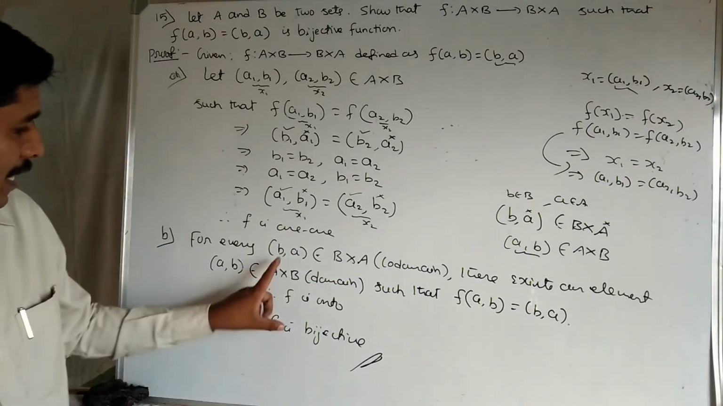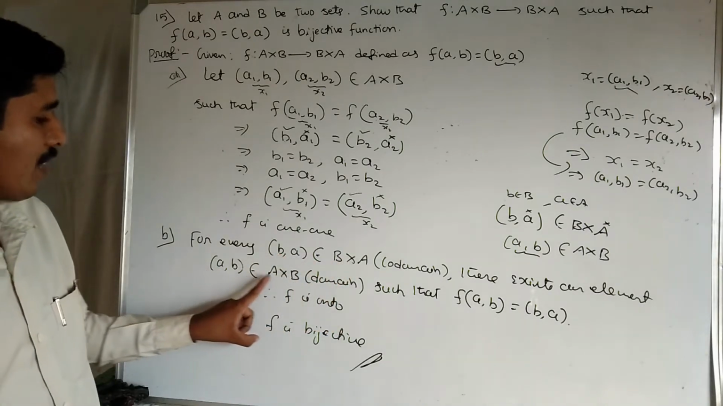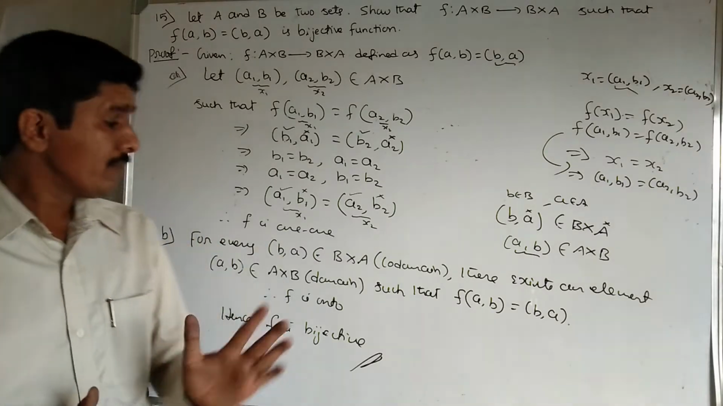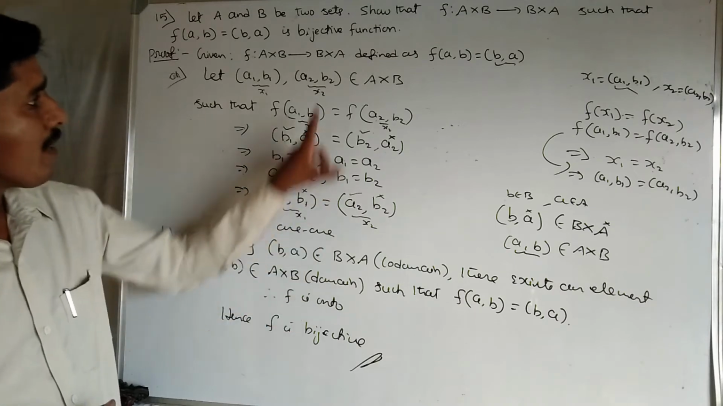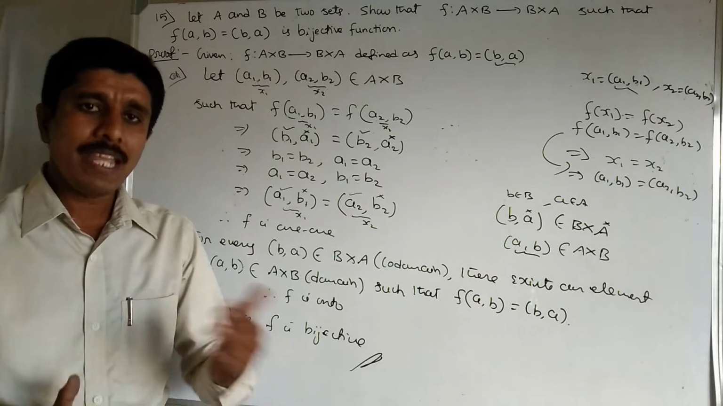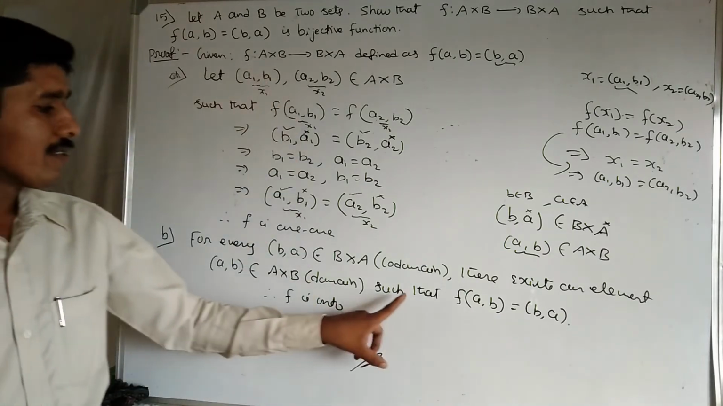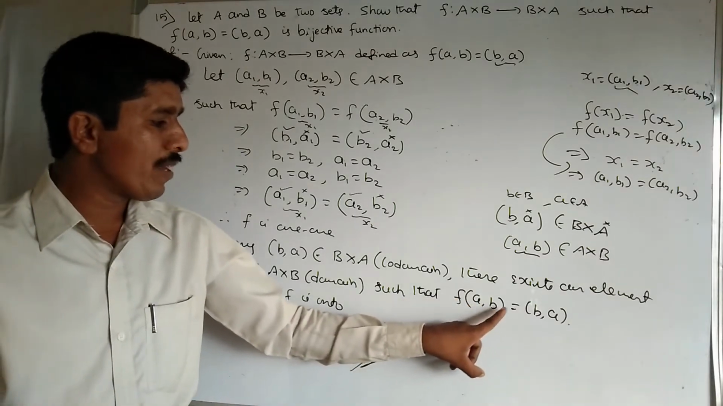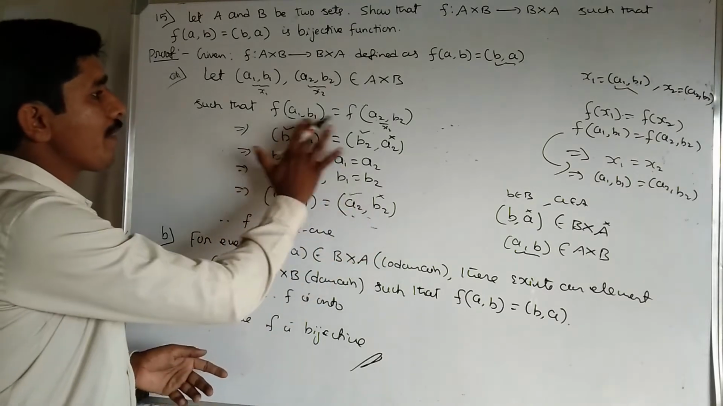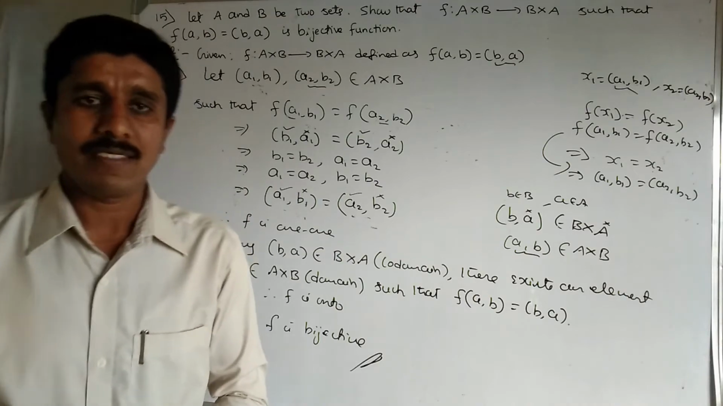You can say that directly. Here (b, a) belongs to B cross A, then obviously (a, b) belongs to A cross B. Got it? Onto means you have to go for the codomain. For every (b, a) belonging to B cross A, the codomain, there exists an element, the pre-image element (a, b), belonging to your domain A cross B such that f of (a, b) equal to (b, a). That function is onto. Clearly it is one-one and onto. Therefore it is a bijective function. Now go to the next problem.